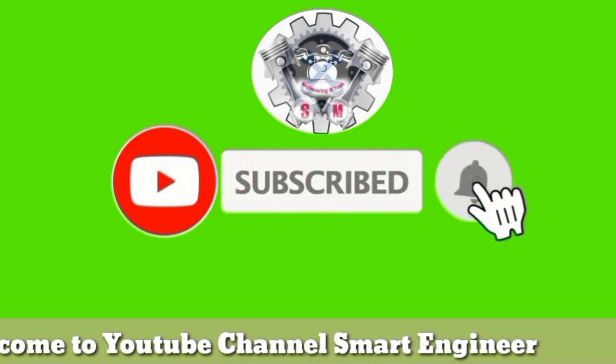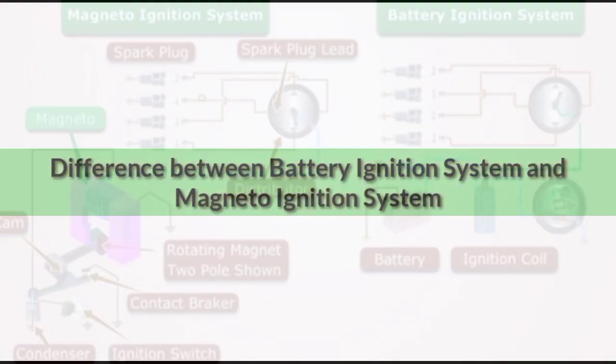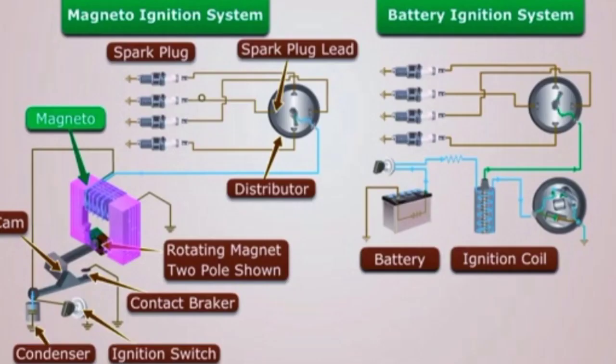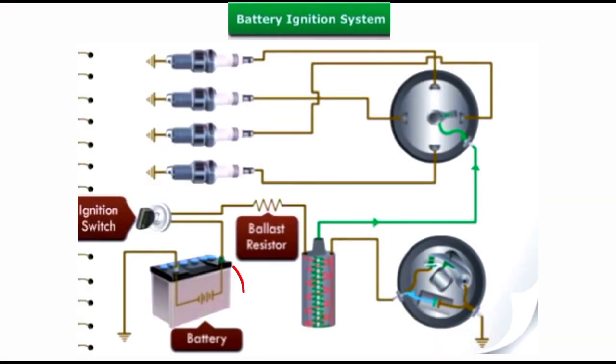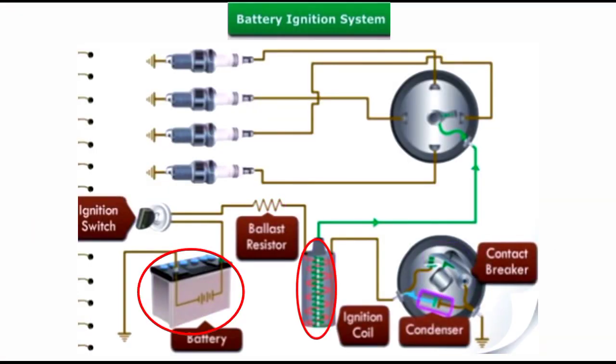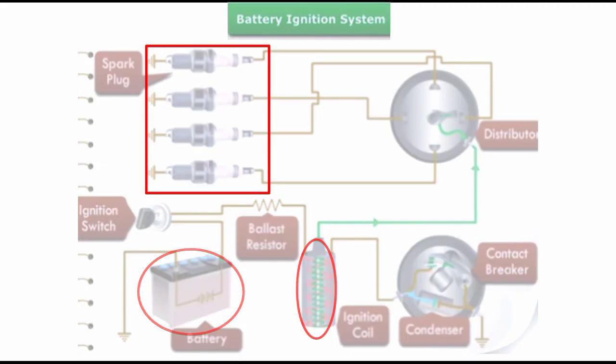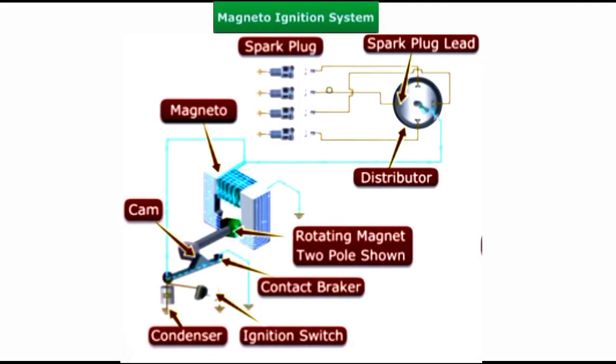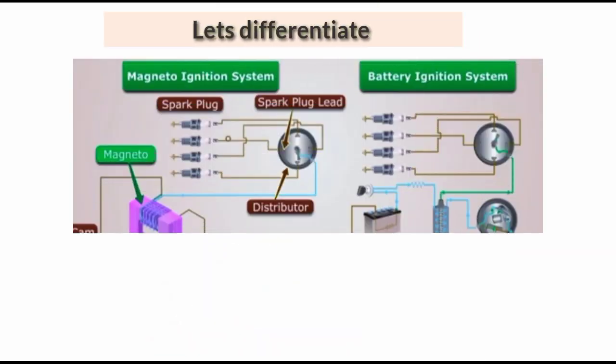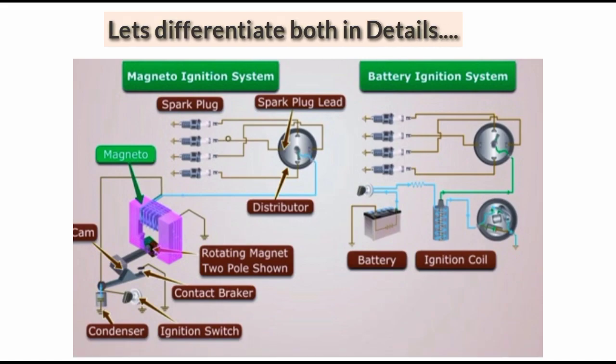Today I will explain the difference between battery ignition system and magneto ignition system. These both are major ignition systems used in both light and heavy engines. In battery ignition system, a battery and ignition coil is used to generate spark at spark plug. But in magneto ignition system, necessary energy is generated by its own electrical generator. It is mounted on the engine and replaces all components of battery ignition system except spark plug. So let's differentiate both in detail.